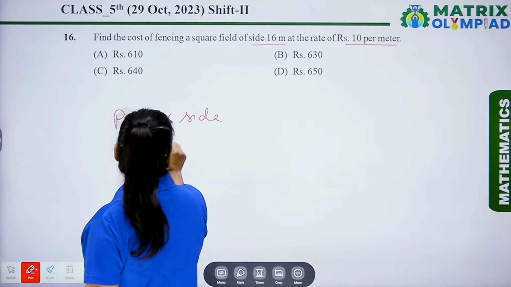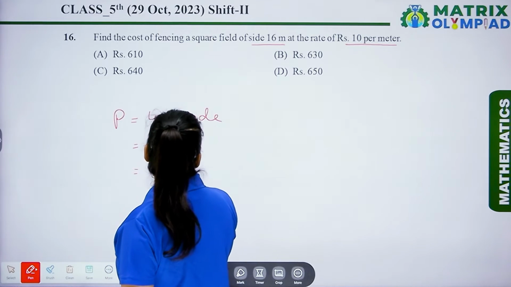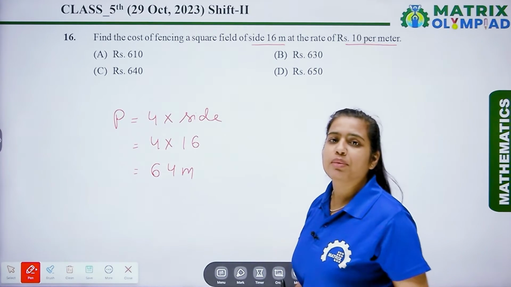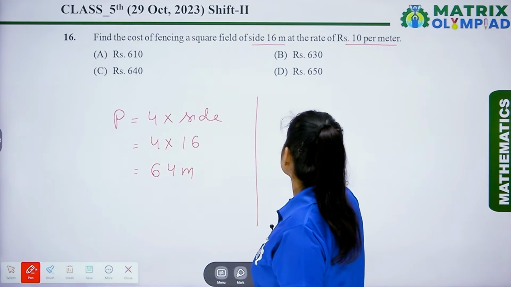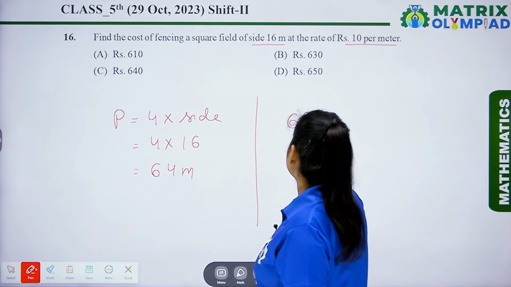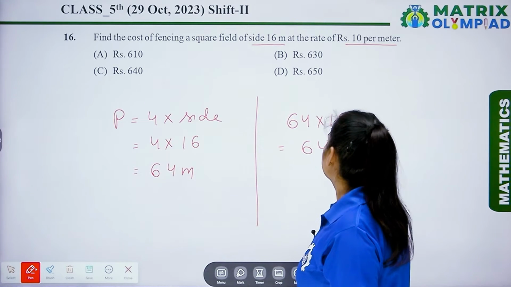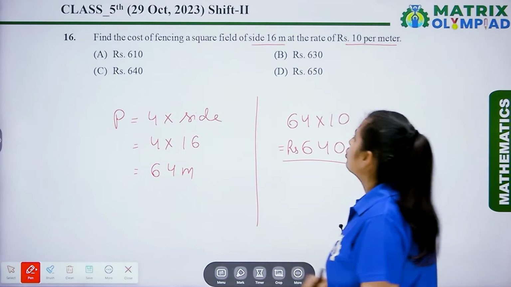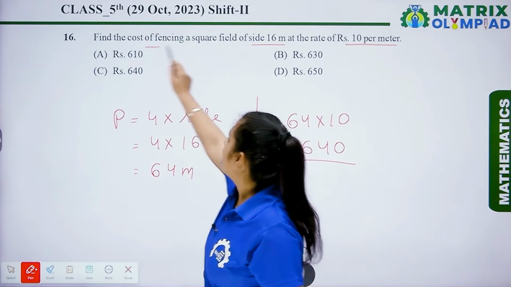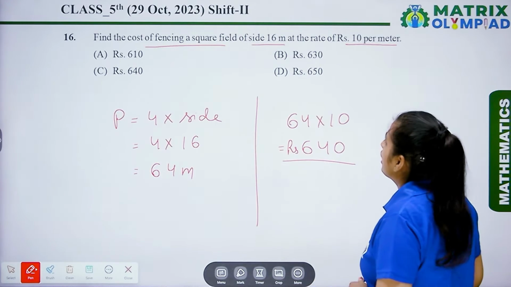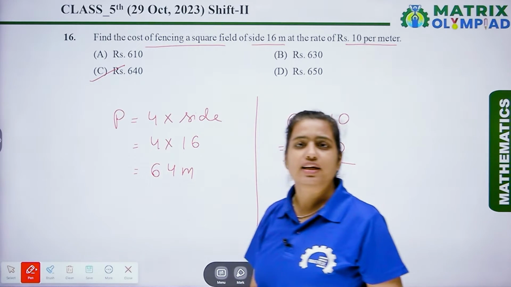4 multiplied by side is 16. So here the answer is 64 meter. So 64 meter is the perimeter of a square field. Now we have to find out the costing. So cost of fencing is 64 multiplied by 10, that is equal to 640 rupees. So 640 rupees is the total cost of fencing a square field. Now here, according to the option, we can say that option C is the correct answer.